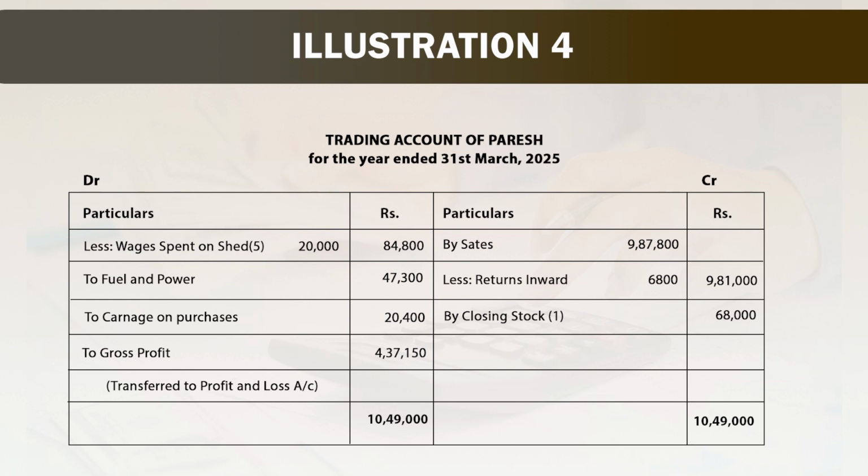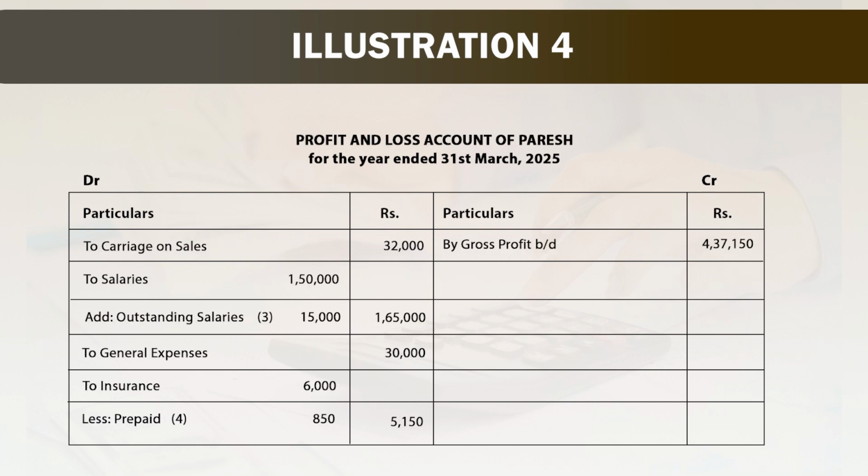That is 4,37,150. Now, friends, we do not have any item on the credit side of profit and loss account. Only one item we have, and that is the gross profit which we have transferred from our trading account. So, now let us see the items of the debit side of profit and loss account. The first item given to us is carriage on sales, that is 32,000.